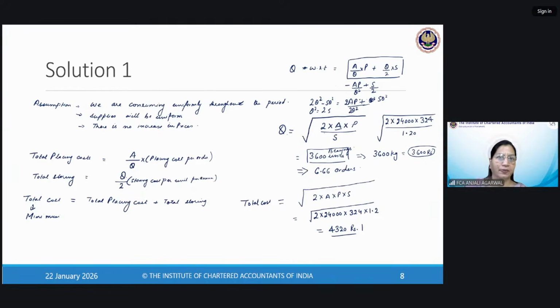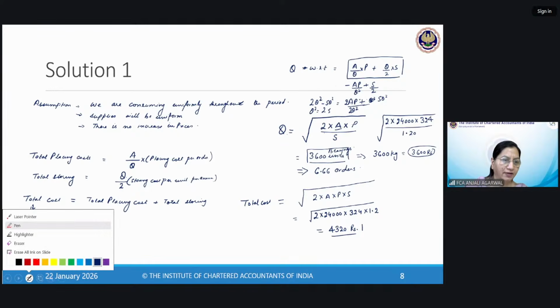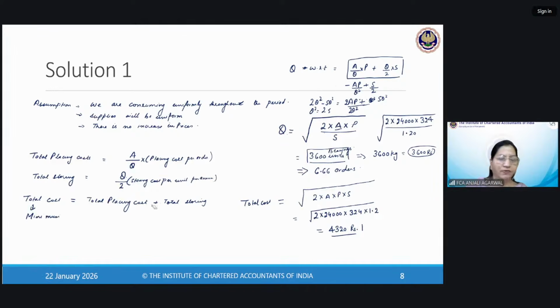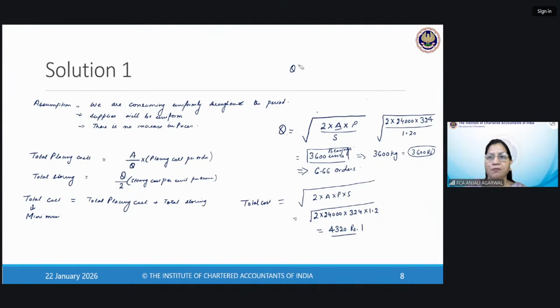So give it a try. If you have any issues in relation to this, we can take it up in the next session. This is how you find the equation: EOQ is equal to under root of 2A into P upon S. Okay, right. Now some more important things.